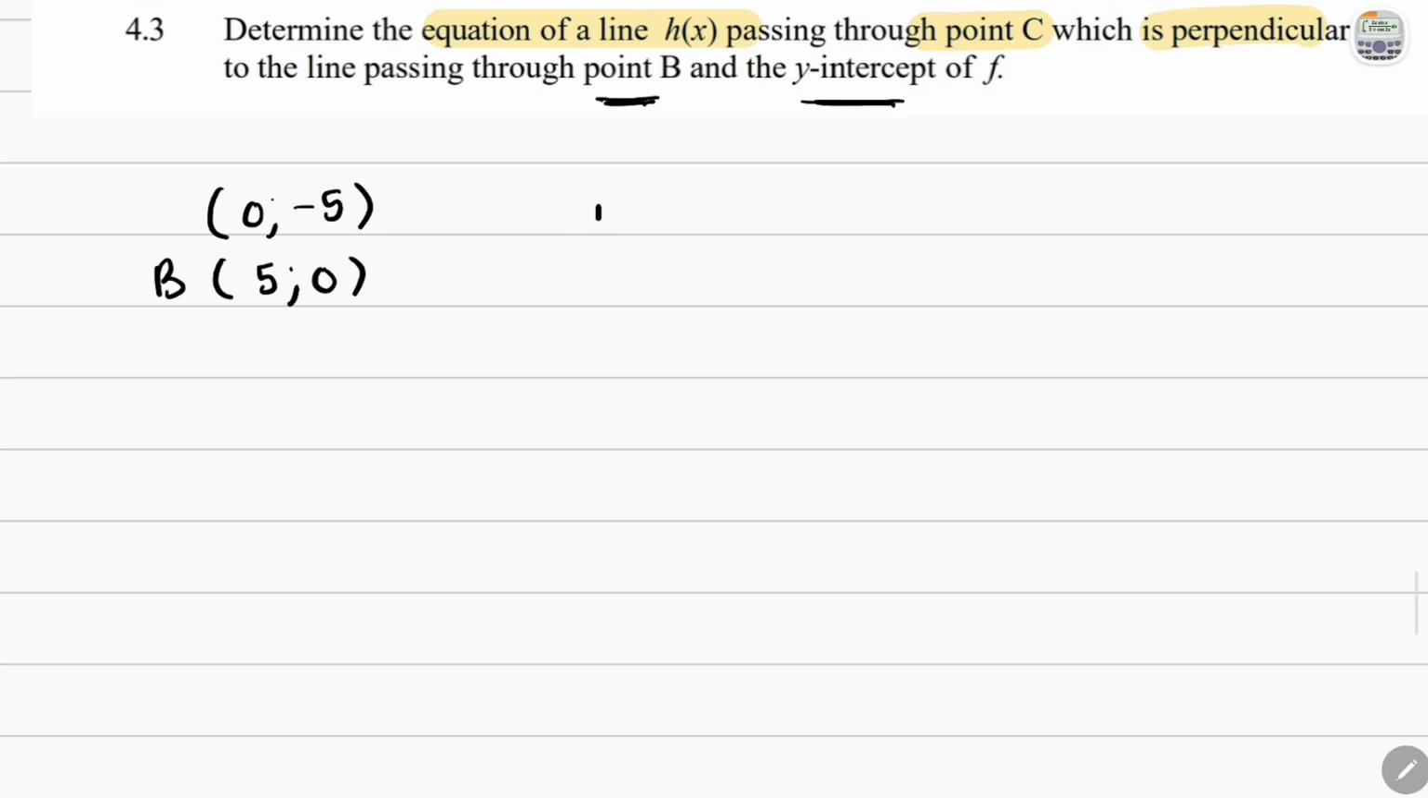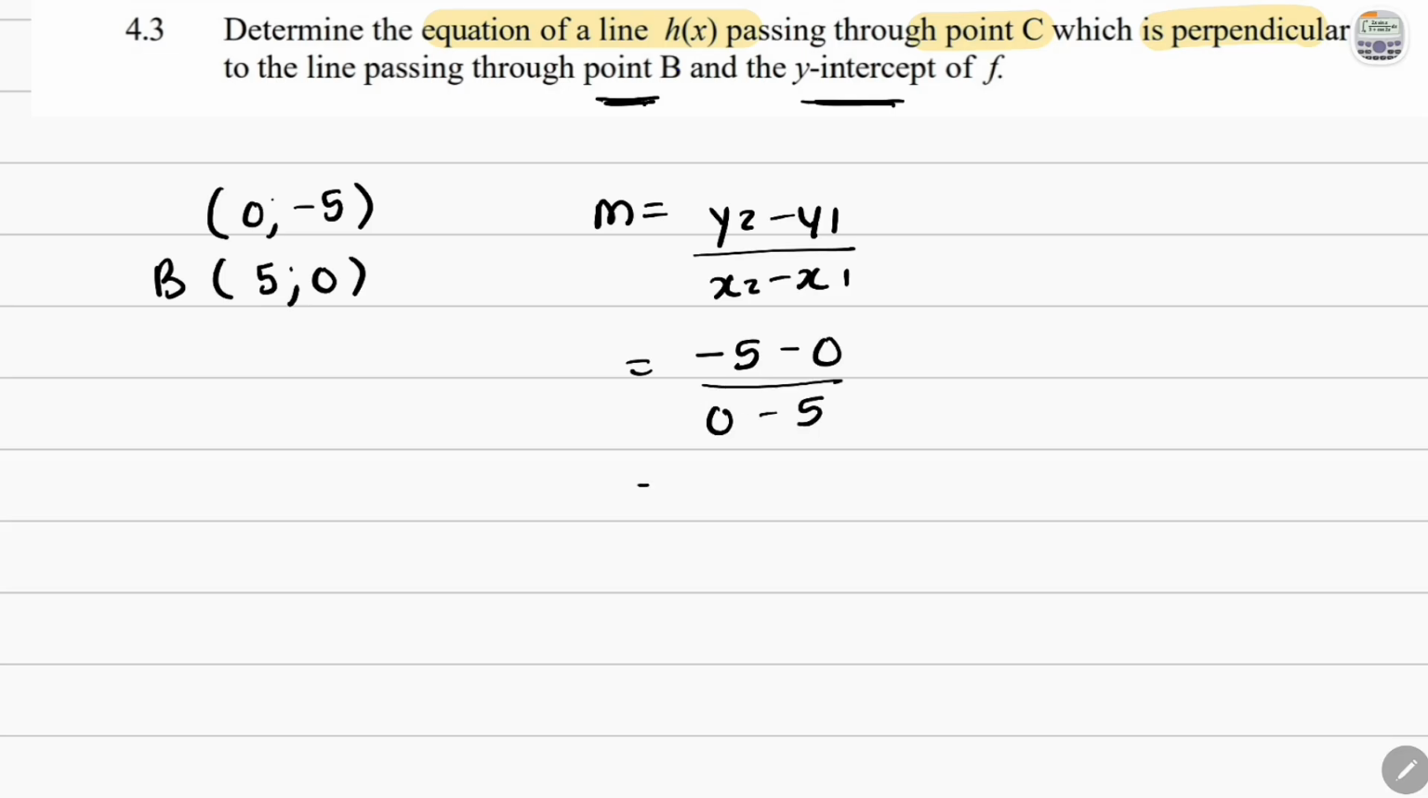Okay, so to find the gradient of a line, we simply say y2 minus y1 all over x2 minus x1. So this is equal to, I'll just start with the top, -5 minus 0 over 0 minus 5. So they both stay negative. That's -5 over -5, and that gives us +1. So the gradient is 1.